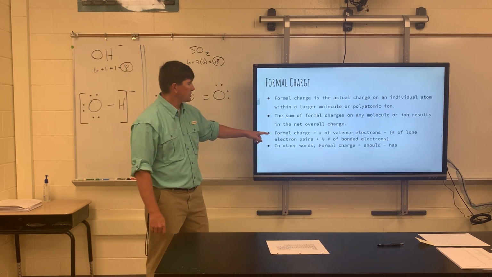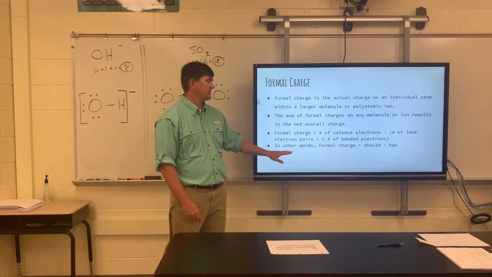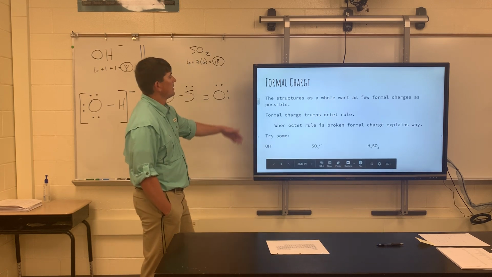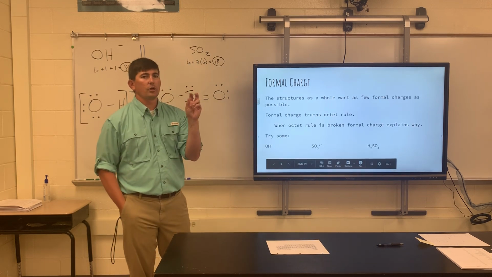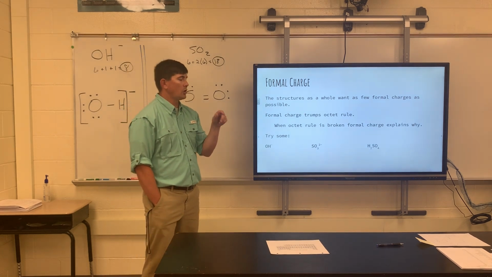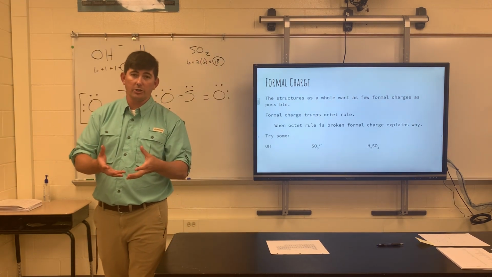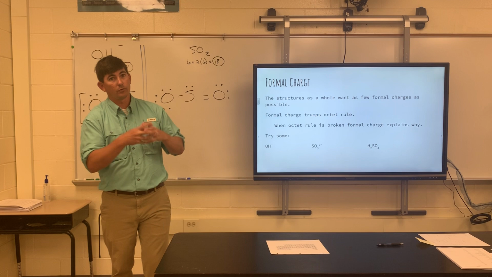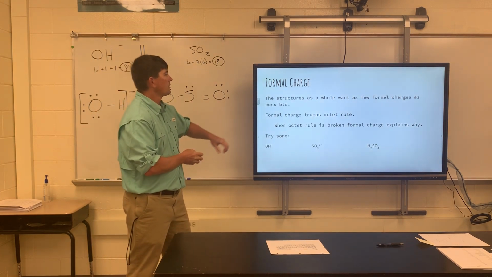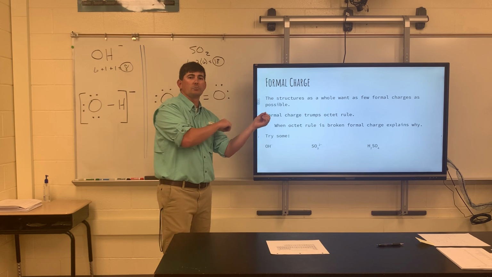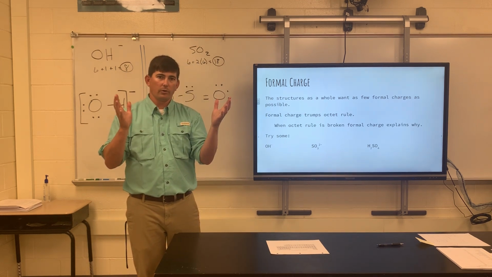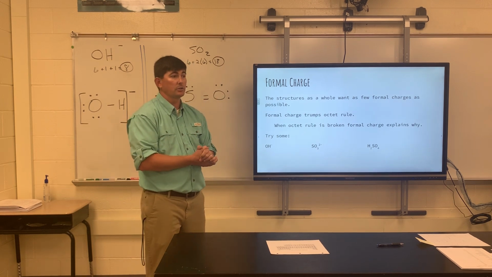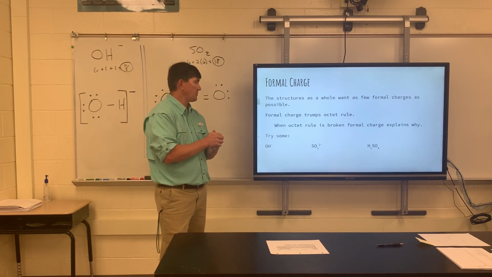There's a complicated definition of what formal charge is. The should minus has is a much easier way to think about it, and I'll explain what that is in just a second. In general, here's the deal. We want structures to have as few formal charges as possible. Not only do we want the formal charges to add up to the net charge, but we want there to be as many zeros as possible. We want zeros across the board. For each individual atom, we would like their formal charge to be 0, meaning they have no formal charge. So we want to have as few other things as possible.